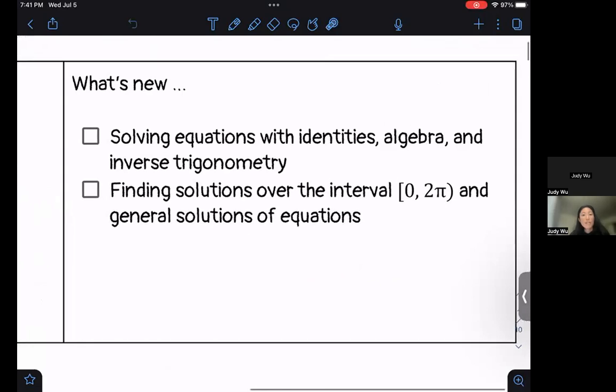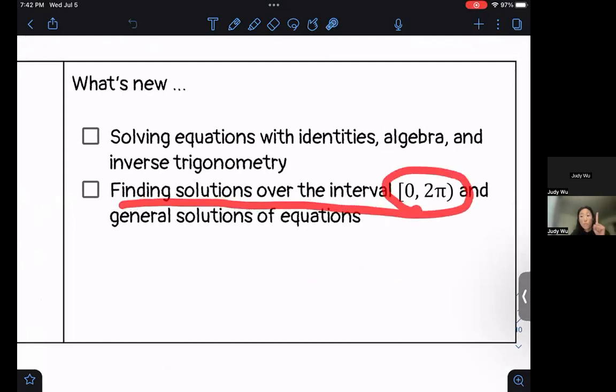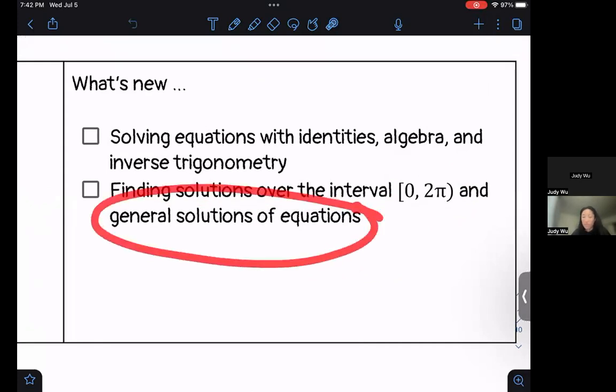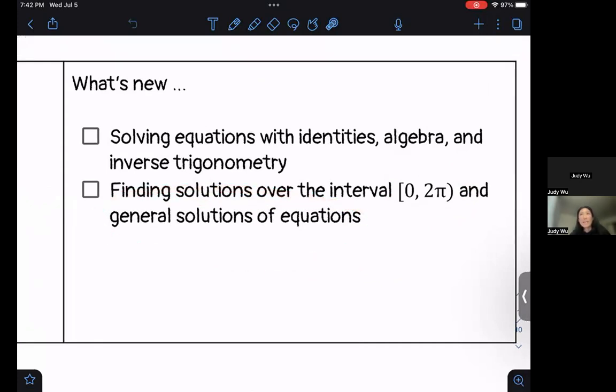In this section, we're going to take a look at solving equations with identities, algebra, and inverse trigonometry. So we're really putting together chapters 5 and 6 to help us solve equations now. And in particular, we're going to look for two types of solutions. We're going to look for finding solutions over a given interval, that is just one time around the unit circle. And we're going to look at general solutions, meaning any amount of times around the unit circle that we want.